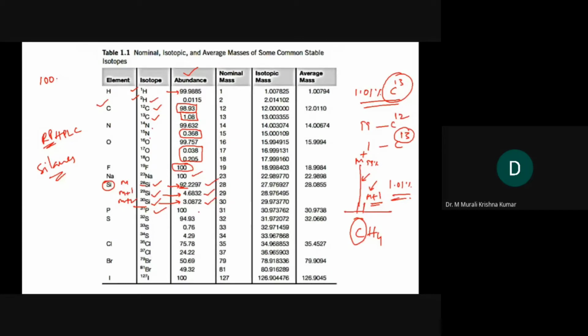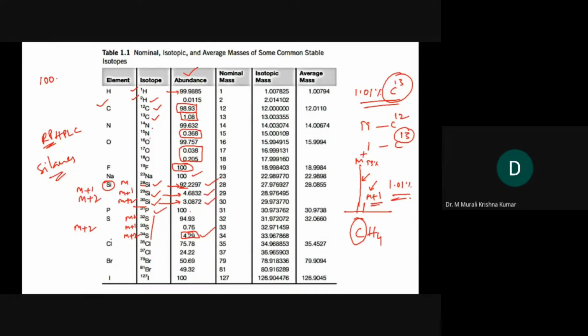So M plus 1, M plus 2, all those will come in case of silicon. Then for phosphorus, we don't have any other isotope. For sulfur, again, we have three isotopes: sulfur 32, 33, and 34. So here, sulfur 34 is significant. Okay, so this is M plus, this is M plus 1, this is M plus 2. So the M plus 2 percentage is significant, so this comes under M plus 2 contributors. In case of silicon, M plus 1 contributors are there, and M plus 2 are also there.